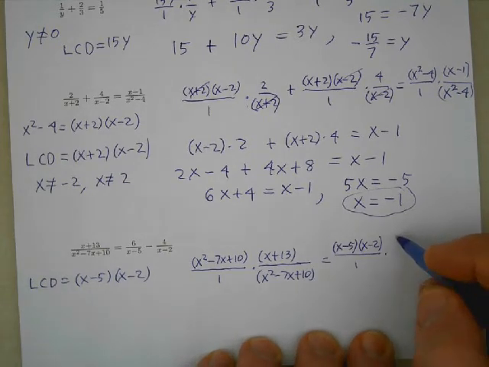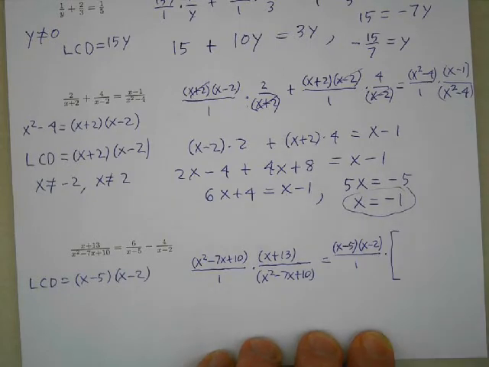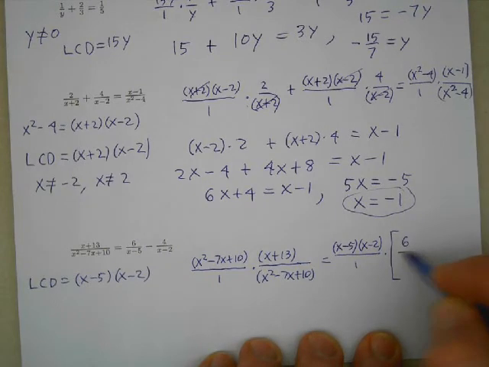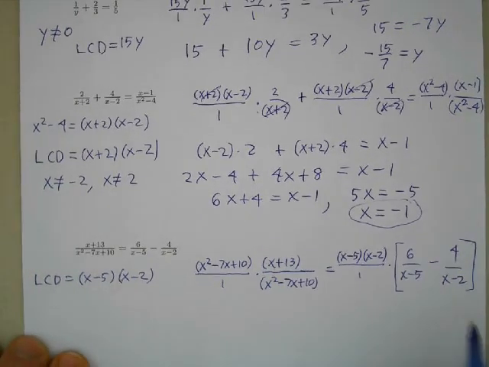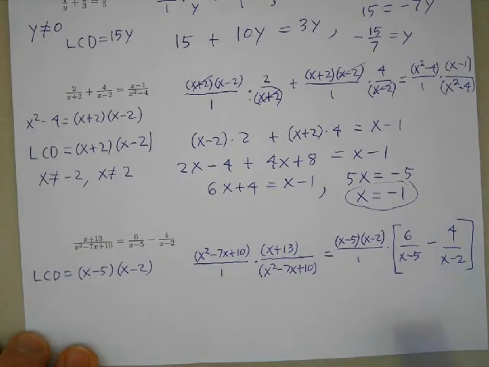Since I'm running out of space, I am going to do it the lazy way. I'm just going to multiply the least common denominator by the entire quantity that's on the right-hand side, 6 over x minus 5 minus 4 over x minus 2. And then in the next step, we'll just do the distributive property by multiplying the least common denominator over subtraction.